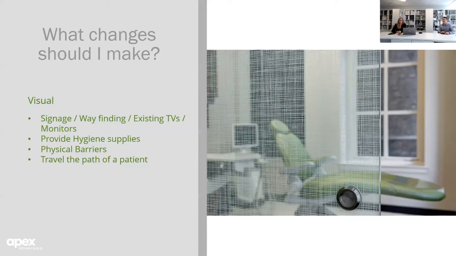Another important aspect to think about is the provision of hygiene supplies for staff and patients. It's more important now than ever to provide supplies for respiratory hygiene and cough etiquette, including alcohol-based hand rub with 60 to 95% alcohol, tissues, and of course, hand sanitizing stations located strategically throughout the office for the patient's use. Maybe we'll touch on physical barriers next.